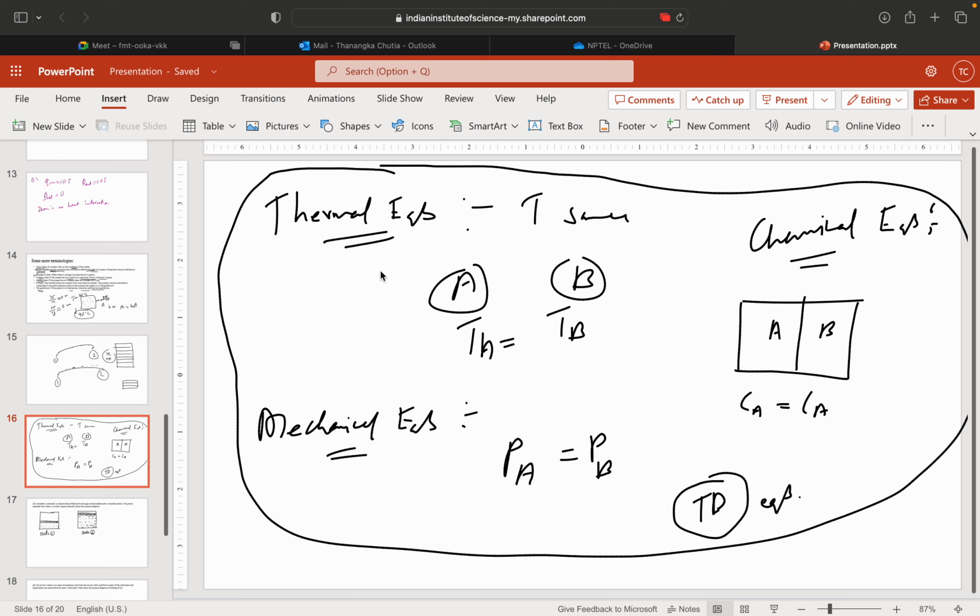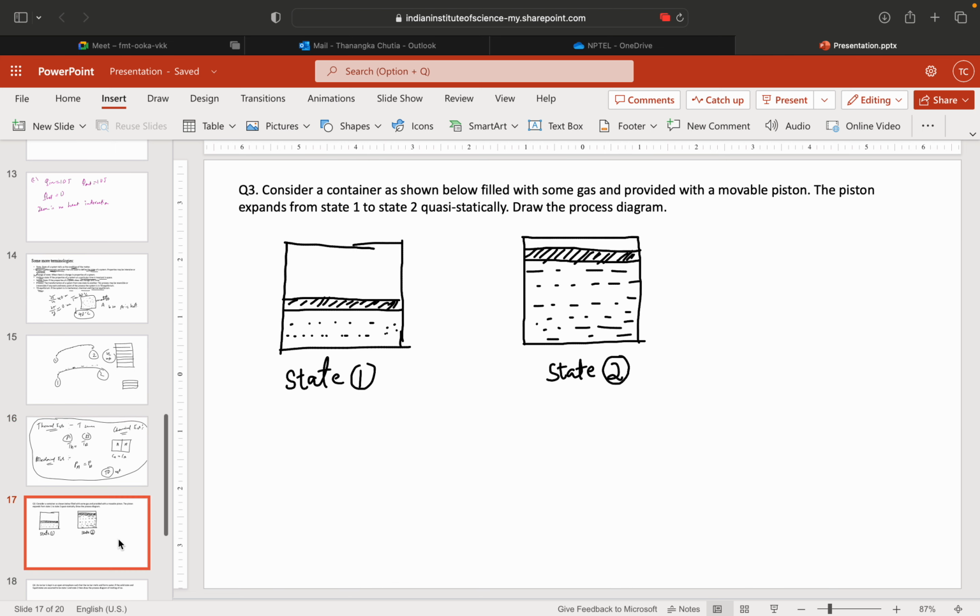It should be mechanical equilibrium, it should be thermal equilibrium, and it should be chemical equilibrium. Now let us try to solve this problem. There is a container, and it has some gas, and it has a movable piston. Forget about how this piston moves from this place to this place. Forget about where the heat input is going. I'm just telling you that it has gone from state 1 to state 2, and that too in a quasi-static process. Then how will you draw the process diagram?